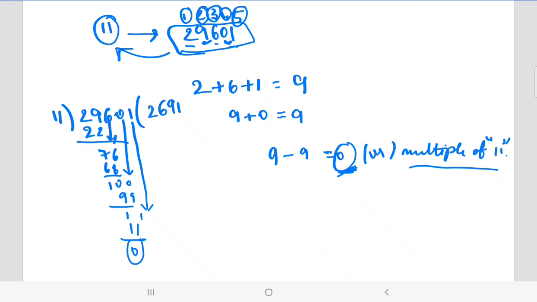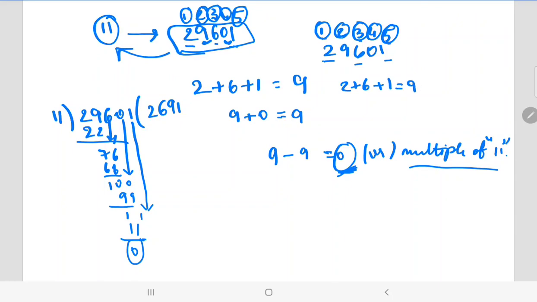Okay. So again I am repeating the divisibility rule for 11. If I take 29601, this is the first, second, third, fourth, fifth place. First I need to find out the sum in the odd places. 1 place, 3 place, 5, because they are odd. 2 plus 6 plus 1 is equal to 9. Then in the even places, 9 plus 0 is equal to 9.